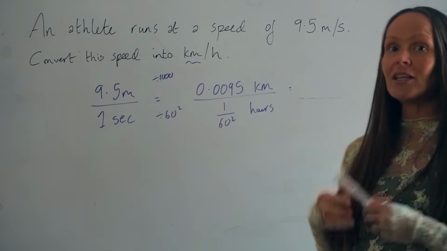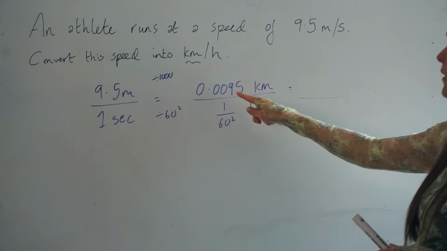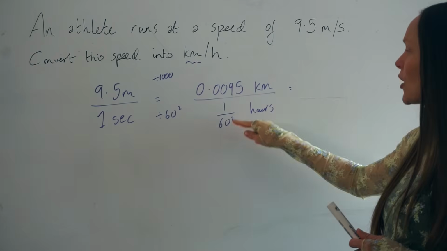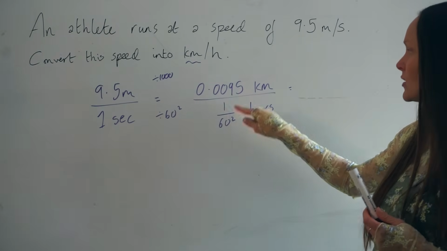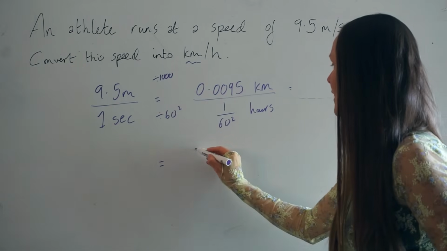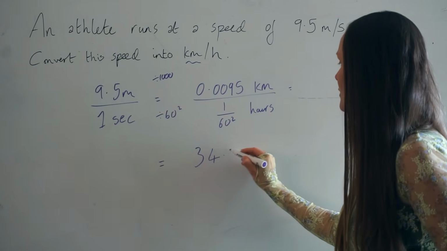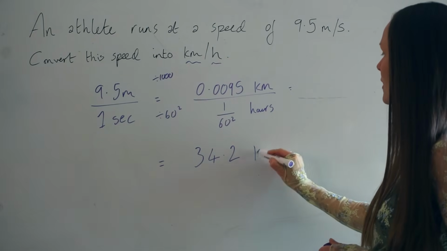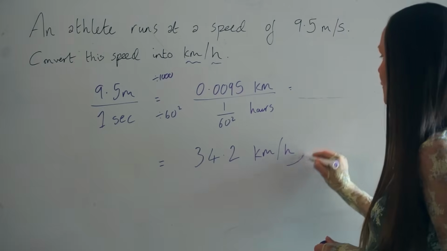Okay, so the last thing you need to do is calculate. So remember, you're dividing 0.0095 by 1 over 60 squared. So you're dividing twice here, so be careful. And when you do that, you should get a final answer of 34.2. And remember, the units are kilometers per hour. So there is the final answer.